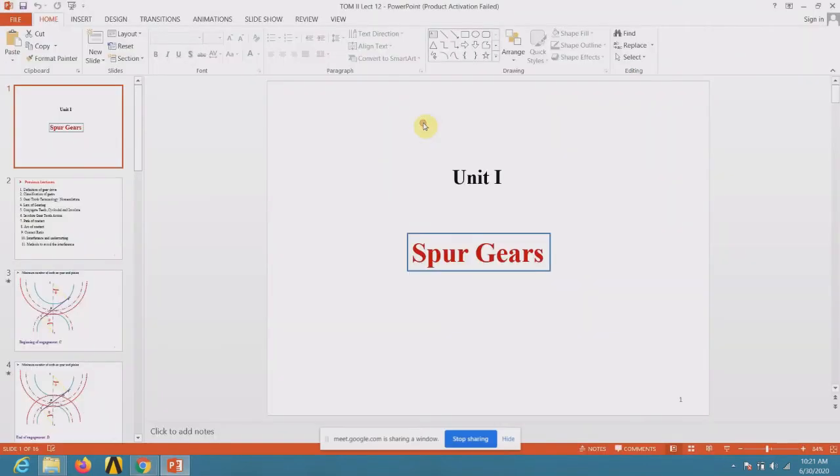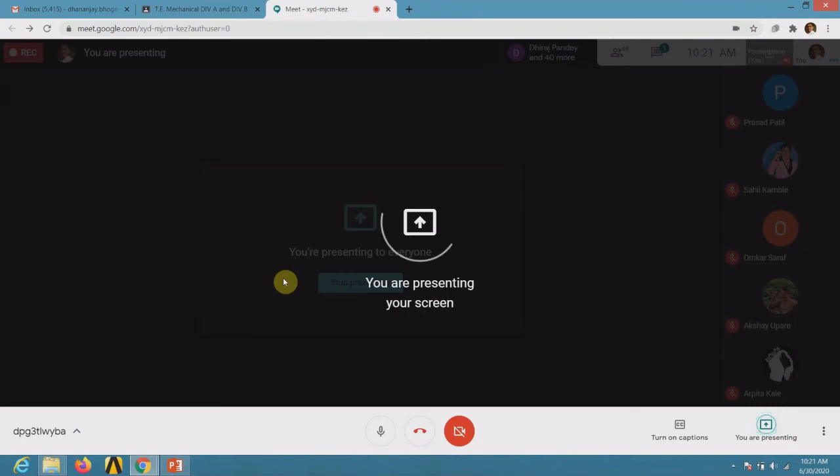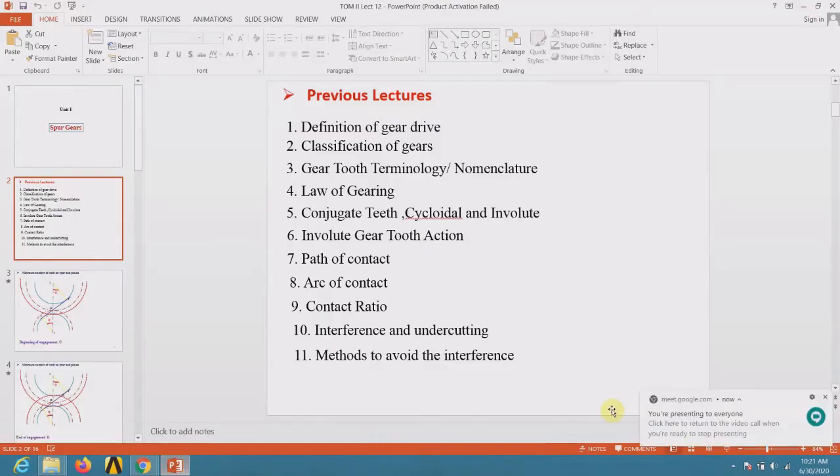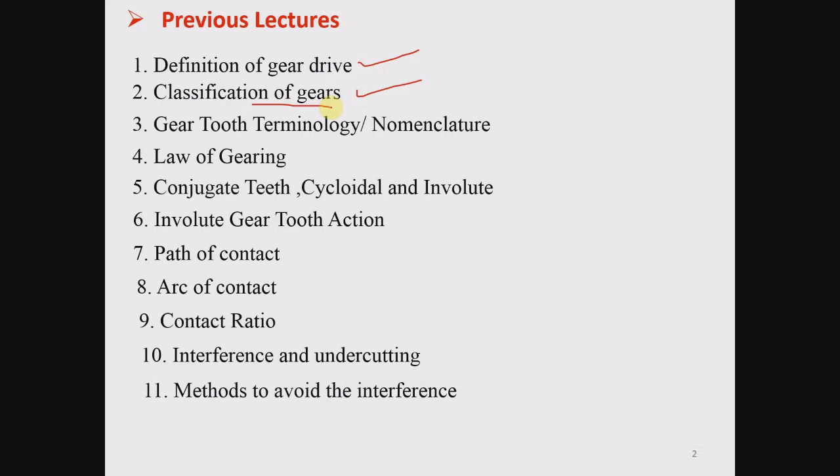Now next, what we have seen up till now is the definition of gear drive and classification of gears. Gear drive is a positive drive. We have classified the gears based on the position of shaft axis. We use spur gears and helical gears to connect parallel axis shafts. We use bevel gears to connect intersecting axis shafts. And we use crossed helical gears to connect non-parallel and non-intersecting axis shafts.